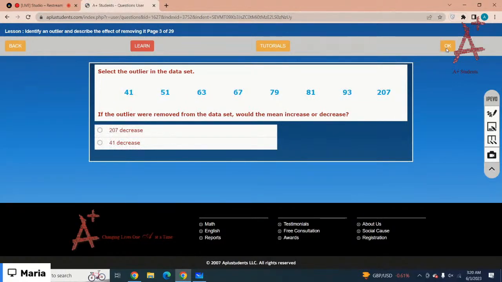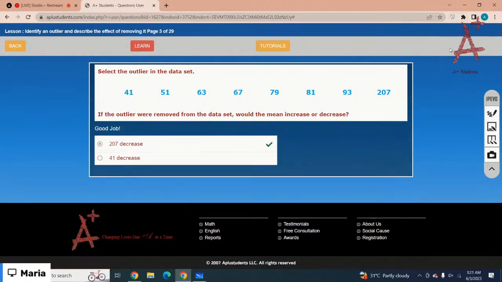Okay, select the outlier in the given data. So here in the dataset 207 is the outlier and is a big number. So when you remove a big number, that would decrease the mean. So 207, and it decreases the mean. Got it?